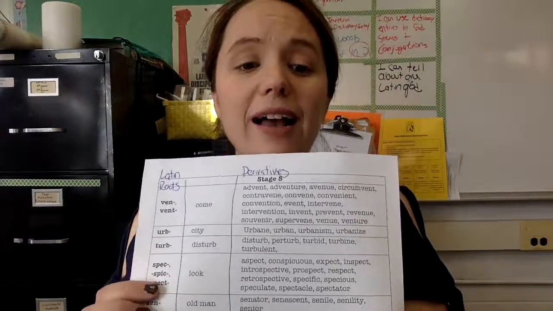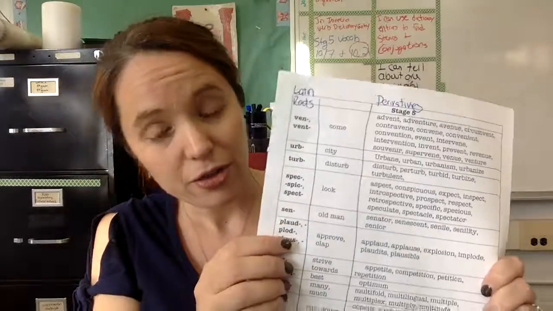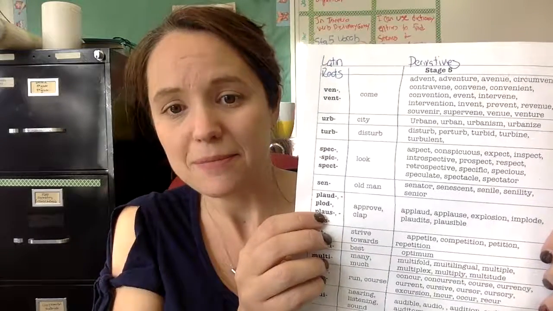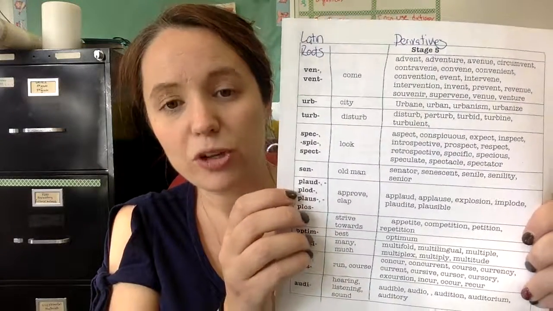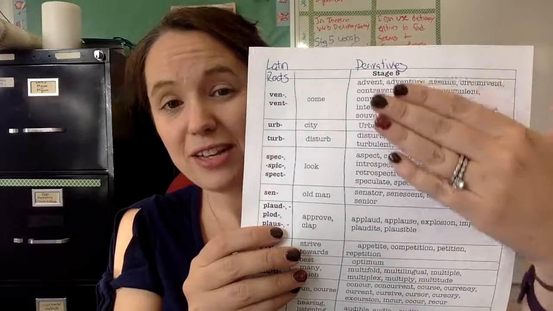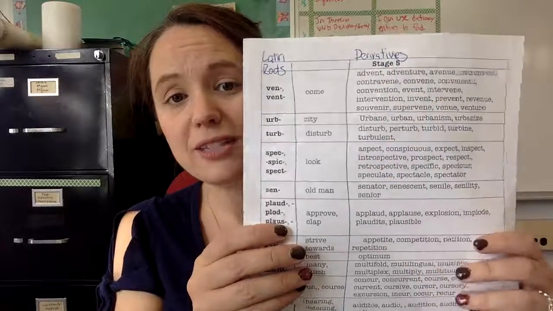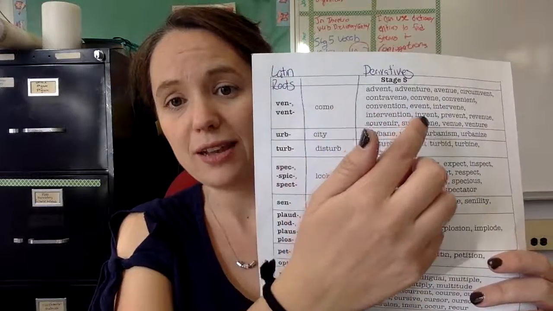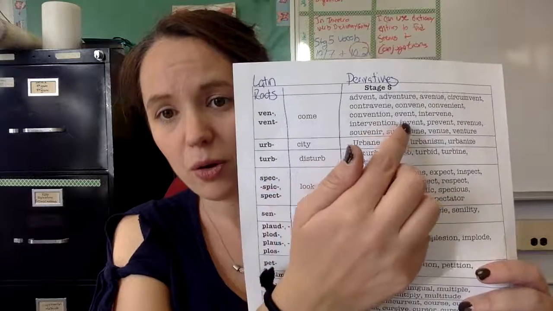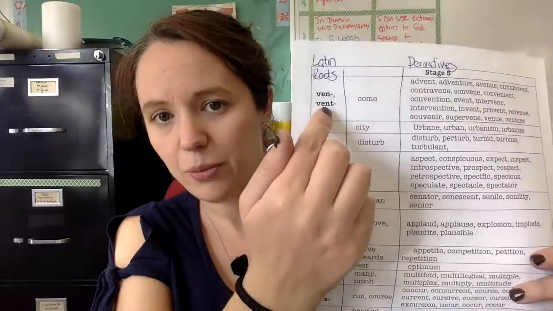I'm going to give you some examples of all of these, but right now I want to call your attention to this. Right here on this side, the bolded words are your Latin roots. These are words from your Stage 5 vocab, and these are the roots that words come from in English. These right here are derivatives, and these are all English words that come from these Latin roots. So for example, event comes from the word venio, to come. Or prevent comes from the word venio.